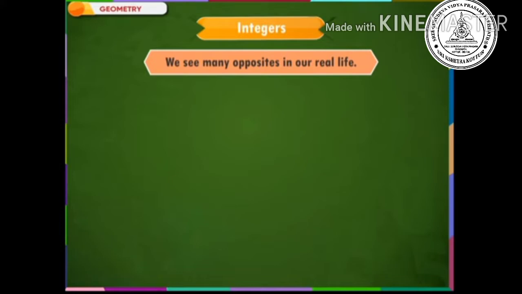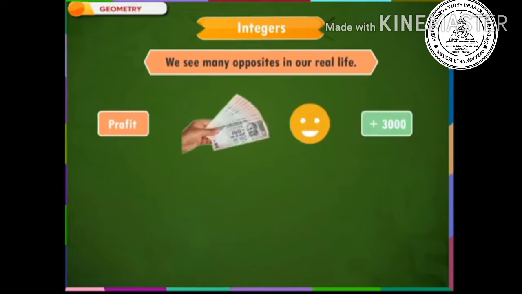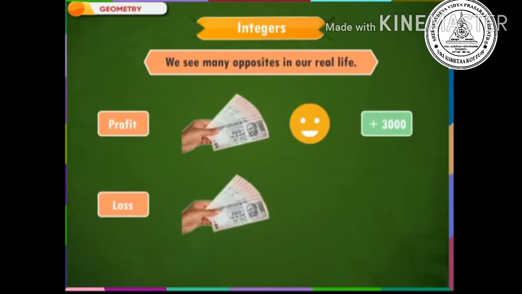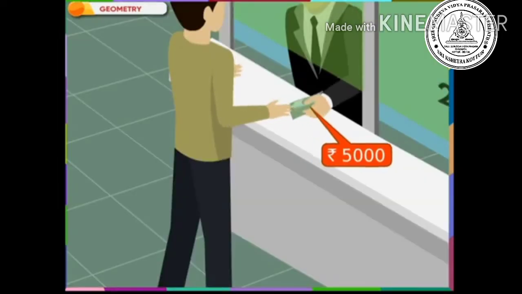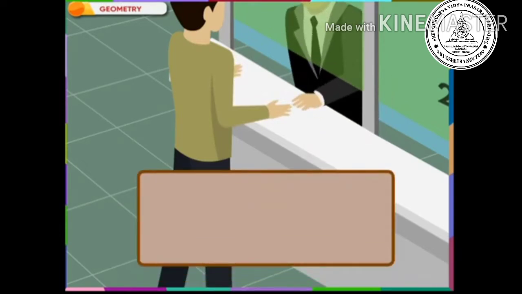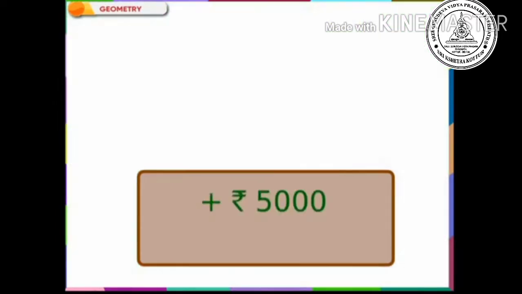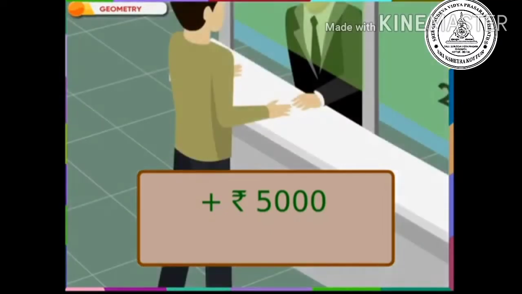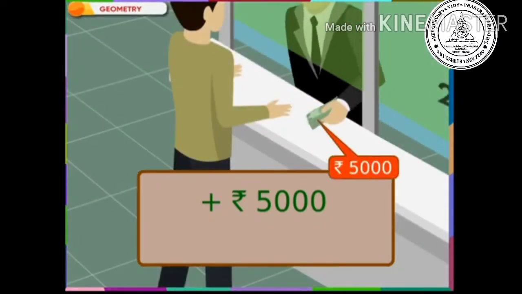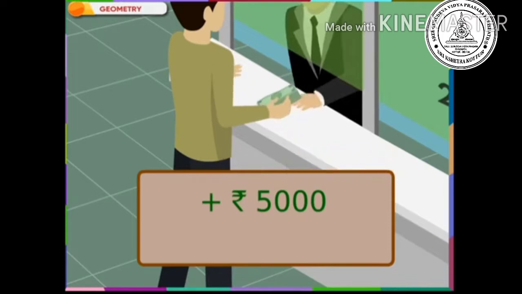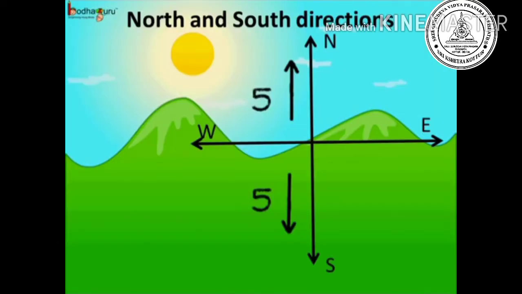We see many opposites in our real life. For example, profit means plus 3,000 and loss means minus 3,000. Mr. Mohan deposits an amount of rupees 5,000 into his account. This amount gets added to his account, that is plus 5,000. Mr. Mohan withdraws money from his account. So an amount of rupees 5,000 is reduced from his account, that is minus 5,000.